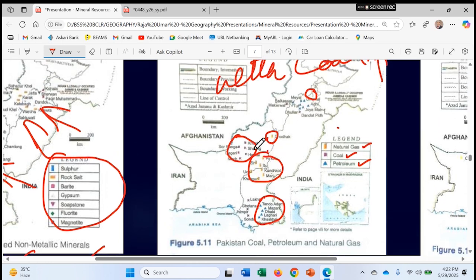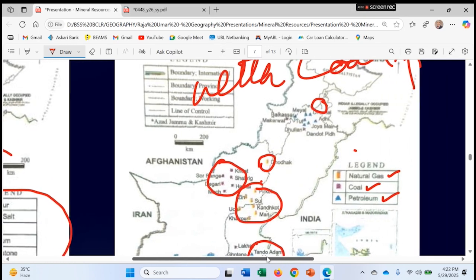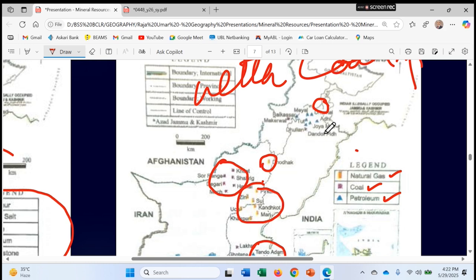petroleum is being extracted. And over here in the Potwar region, if I zoom it up a bit more, then you will be able to see more over here. Joyamir, Dandot, Dhaliyan, Adi and Dornal, Mayal, Balkasar, all these are the areas where the petroleum is being mined in the Potwar region.